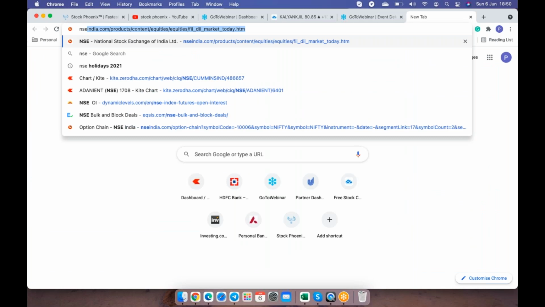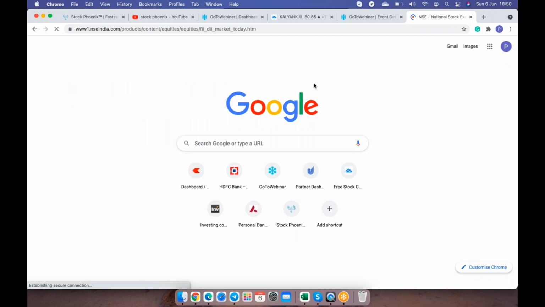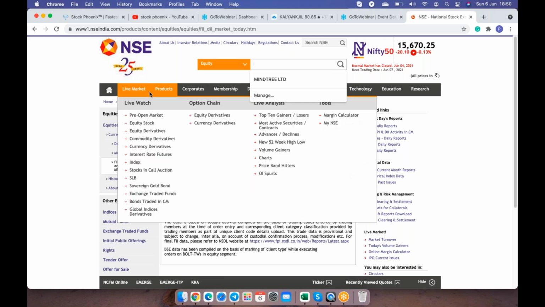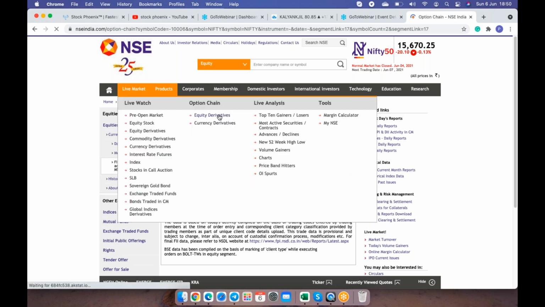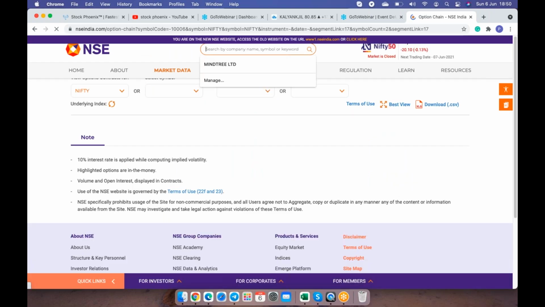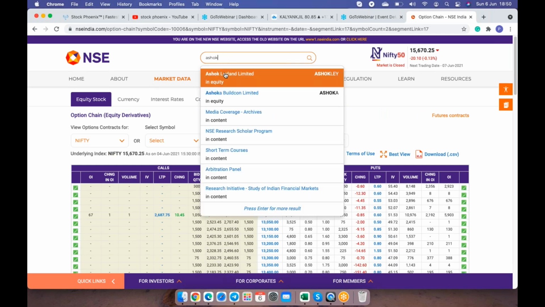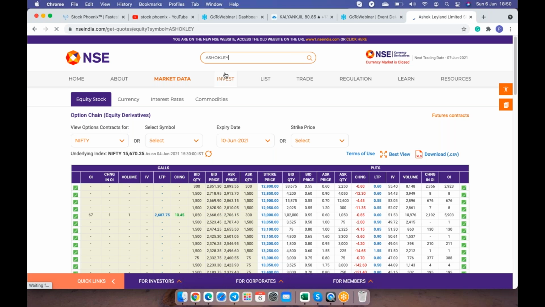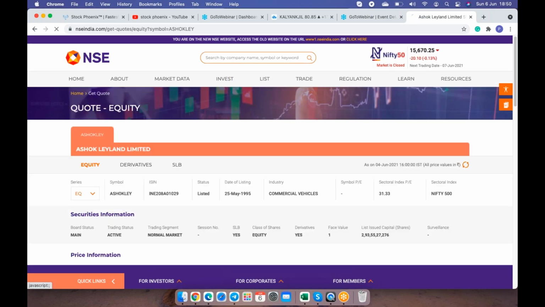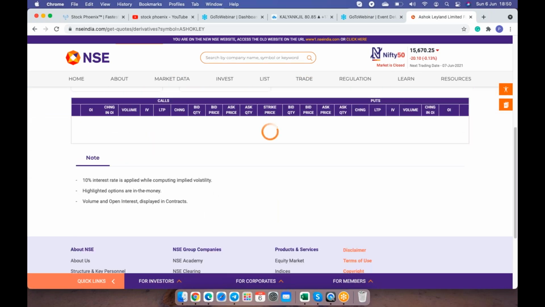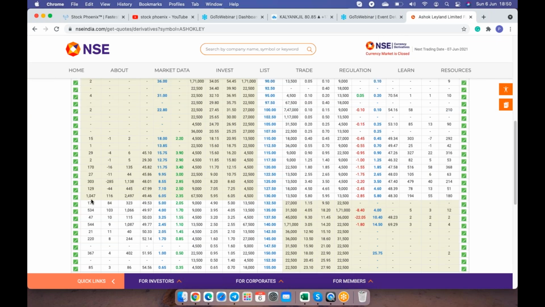I'm going to the NSE website, NSE India. And I'm going for equity derivatives, Ashok Leyland. Going to the derivative section, going for the option chain, and it is loading. You can see a huge amount of call writing happening at the zone of 130.